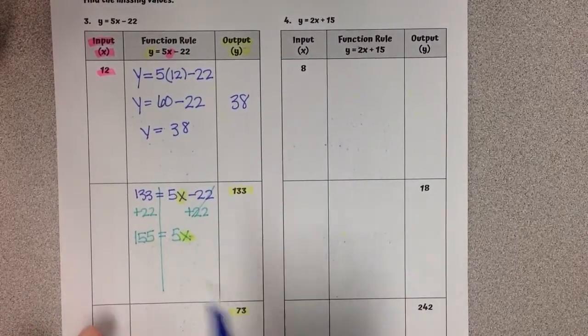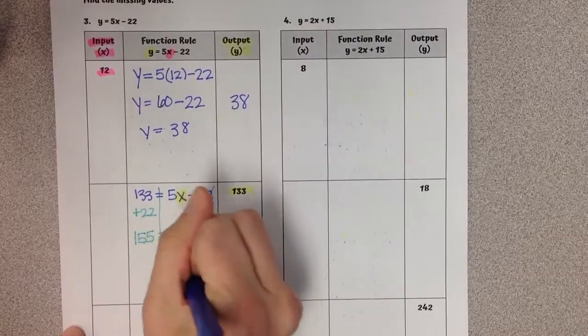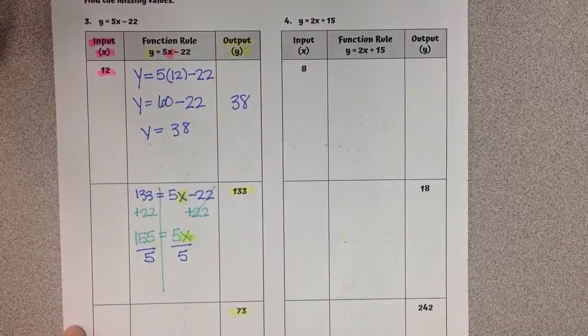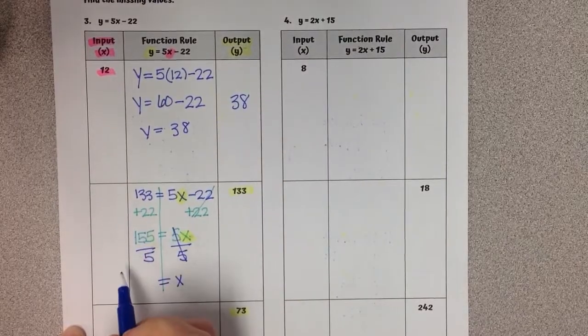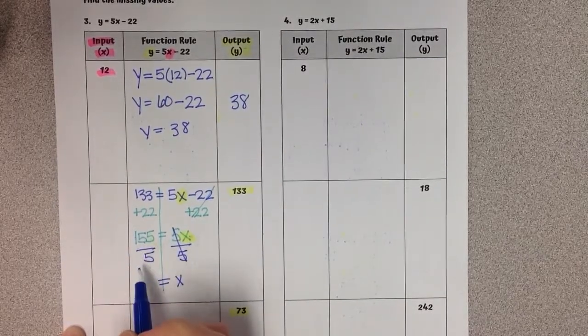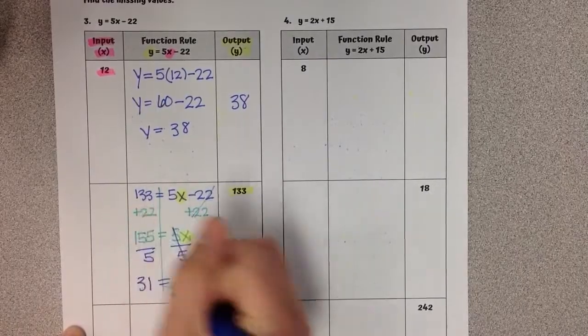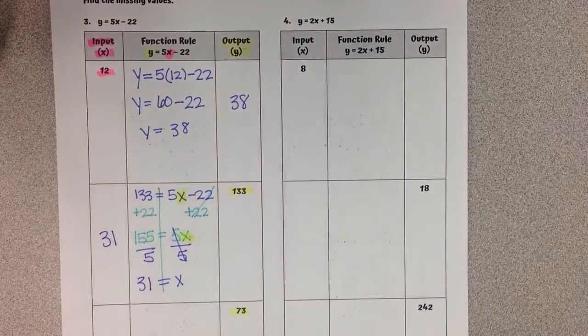We're going to highlight the side with our variable. X is being multiplied by 5, so the opposite is to divide by 5. It should cancel out on the side with the variable. Then we divide on the left. 155 divided by 5 is 31. So our input value is 31.